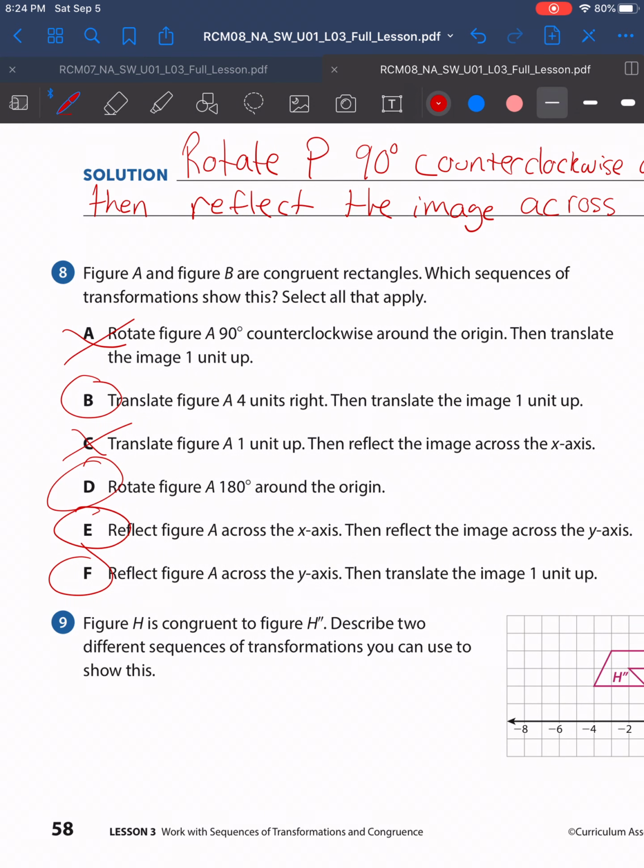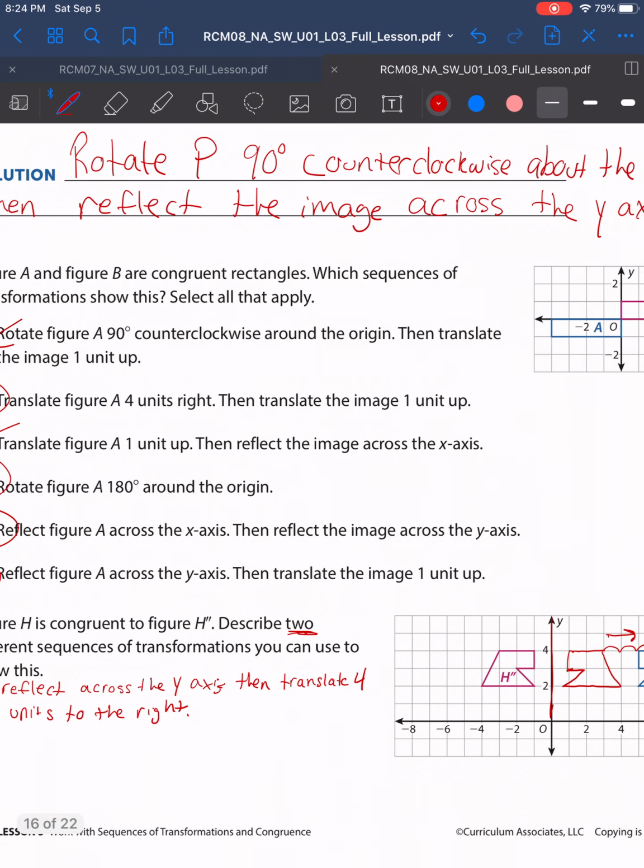It says you can use to describe 2 different sequences. Okay, so my number 1 sequence is reflect across the y-axis, then translate 4 units to the right. Okay, that's what my brain automatically saw to go do.